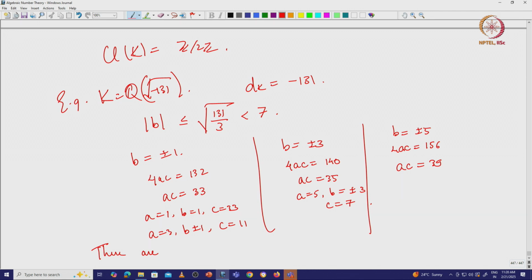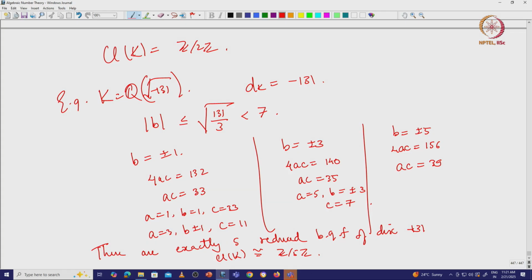So there are exactly 5 reduced binary quadratic forms of discriminant minus 131, and so the ideal class group is isomorphic to Z mod 5Z. And again, the number of prime factors of 131 is exactly 1, 131 is a prime, and that is why there is no element of order 2. This is what our theorem would tell us.